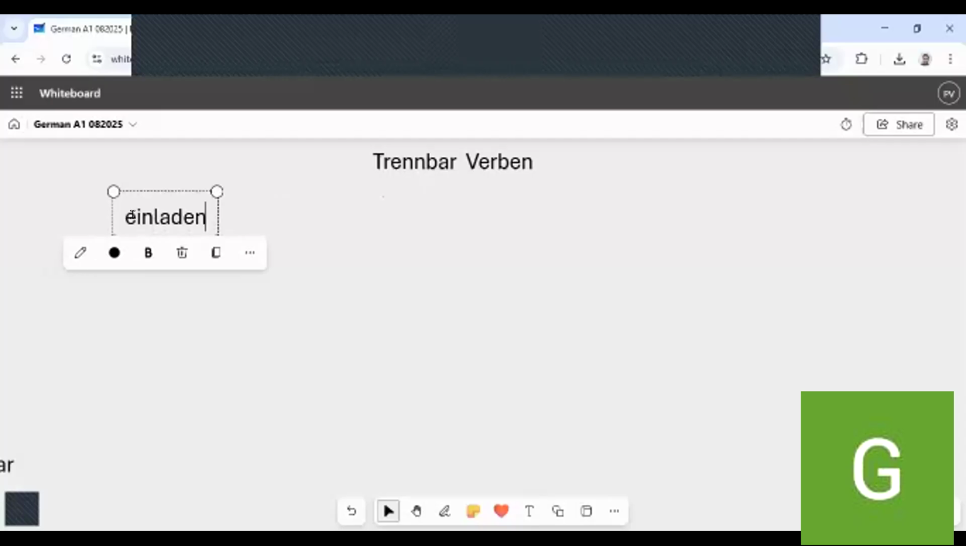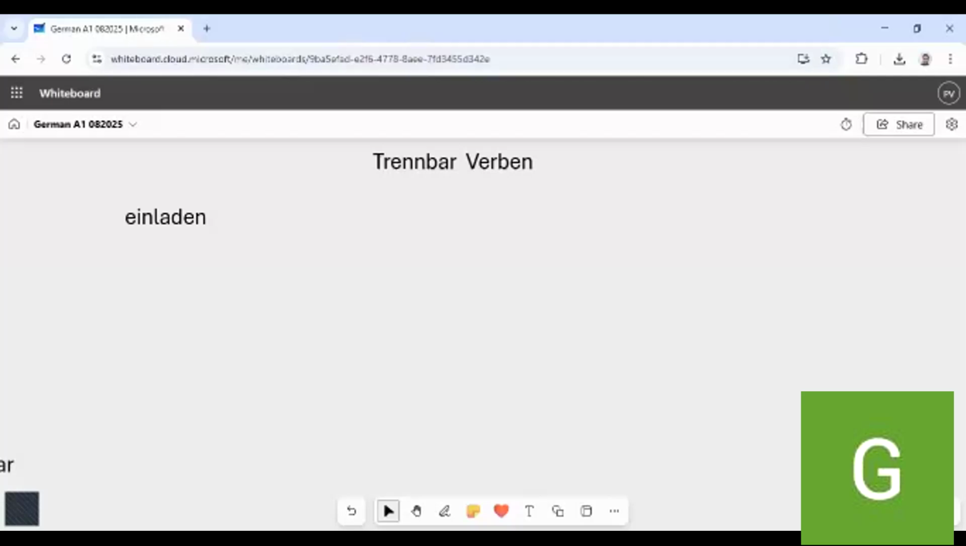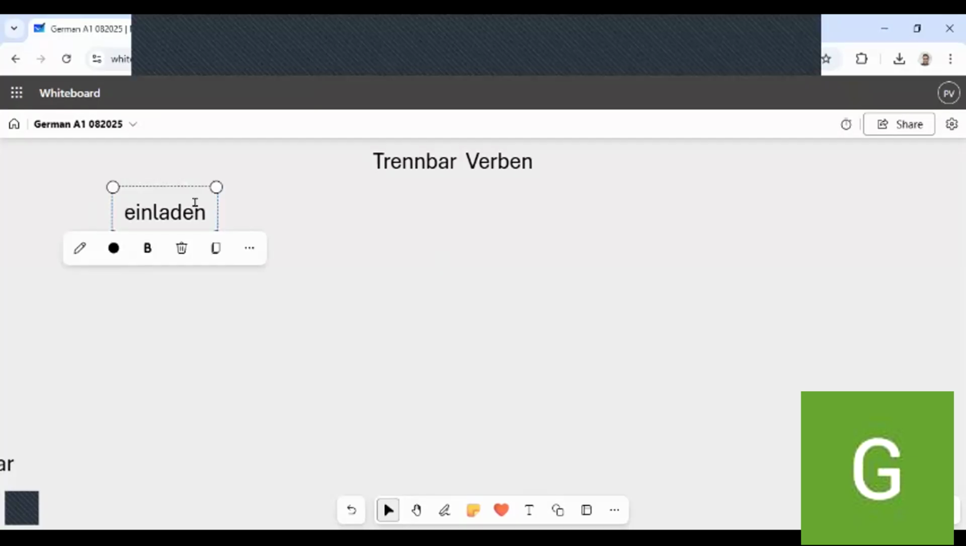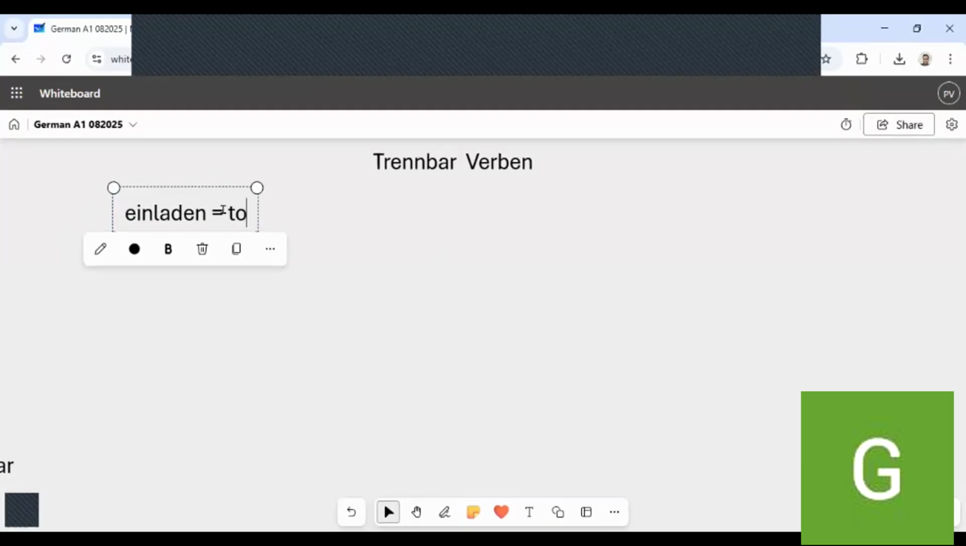It doesn't matter what the meaning of ein is or what the meaning of laden is. But when these two words come together and when we separate these verbs, then it is a Trennbar verb, and the way we use these verbs when we make a sentence is very important. Suppose this is a verb. This verb means to invite.